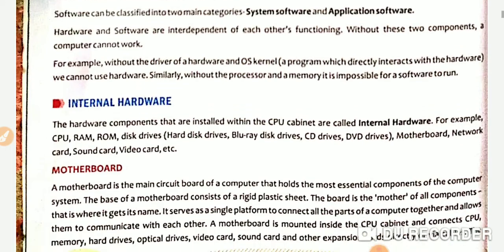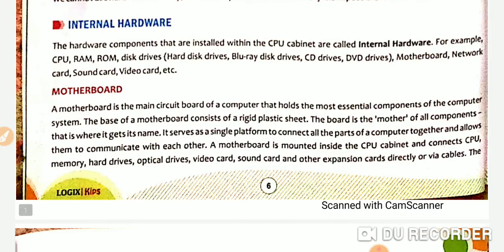So now come to the internal hardware. What is internal hardware? The hardware components that are installed within the CPU cabinet are called internal hardware. For example, CPU, RAM, ROM, all the disk drives like hard disk, Blu-ray disk, CD drives, DVD drives, motherboard, network card, sound card, video card, etc.